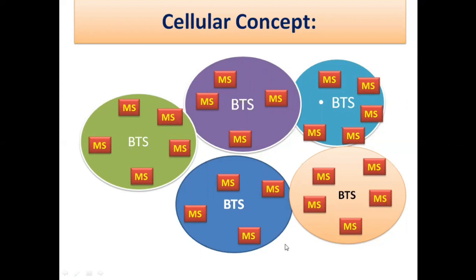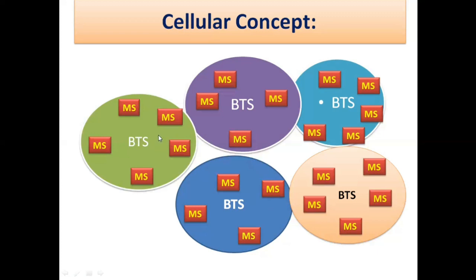What is this cellular concept? Suppose we need to cover a certain area, a service area, for providing the mobile communication system. Now this whole area is divided into small areas, and they are all served by a particular base station. Here I have one base station which is covering this small area. Another base station is covering another small area. Like this, we can have more than one base station which will cover this whole area.